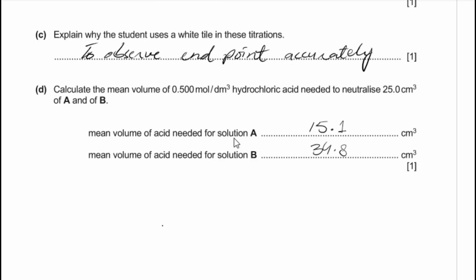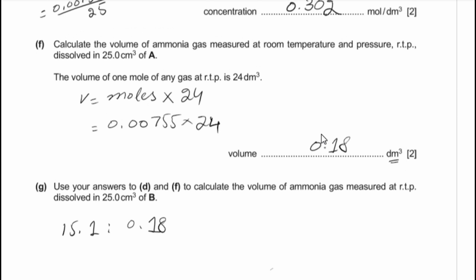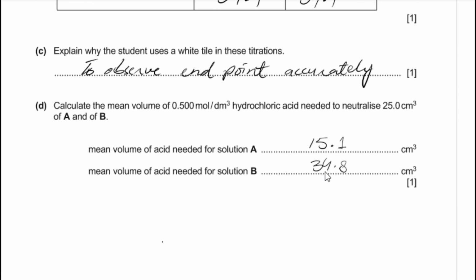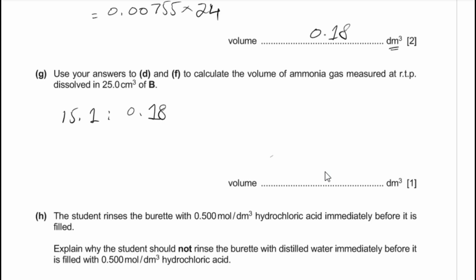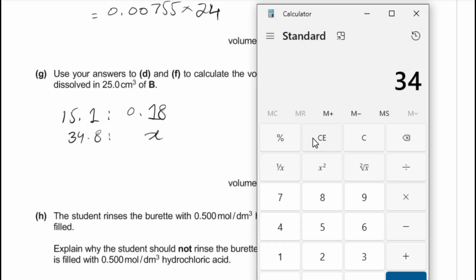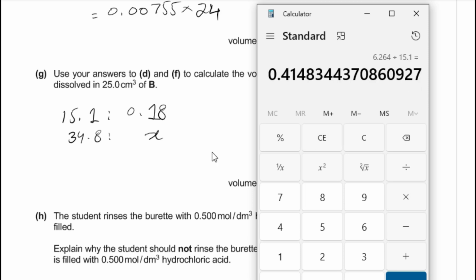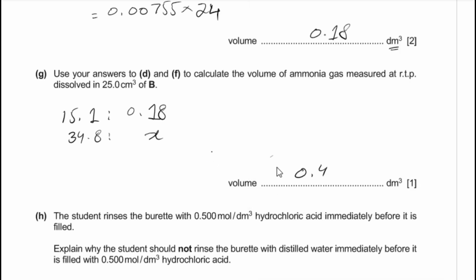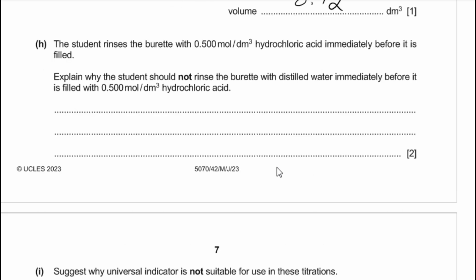For B, in solution A, the volume was 15.1 and the volume of gas was 0.18. Now we are required to calculate for 34.8. So if it is 34.8, the volume of ammonia would be X. Now cross multiply: 34.8 multiplied by 0.18 divided by 15.1. So it is about 0.42 cubic decimeter.